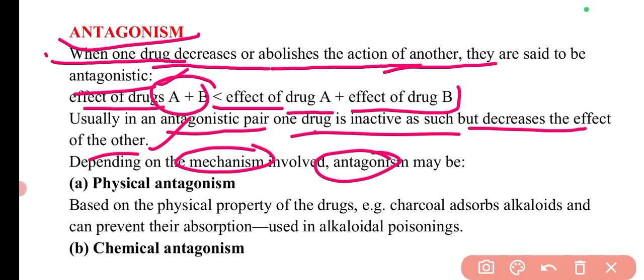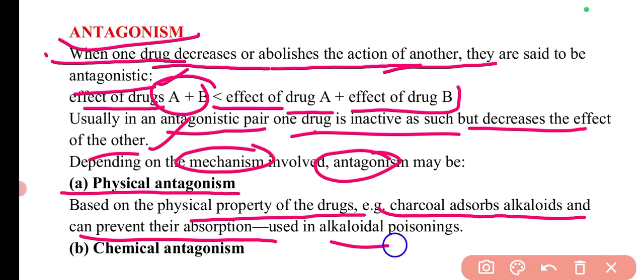So if you can see the first part, that is the physical antagonism. So what is physical antagonism? Based on the physical property of the drug, it can produce the antagonistic effect. For example, charcoal absorbs alkaloids and can prevent their absorption, and can be used in alkaloidal poisoning. So this question can be asked like which type of antagonism can be seen in case of alkaloidal poisoning. So it is a physical antagonism in which charcoal is used.